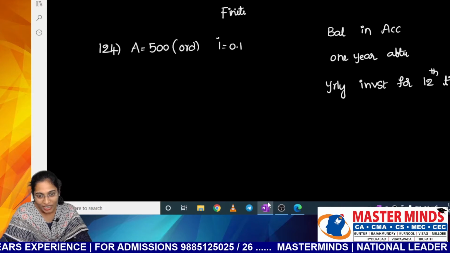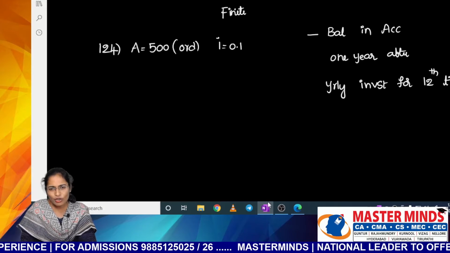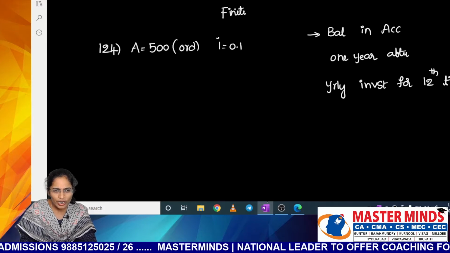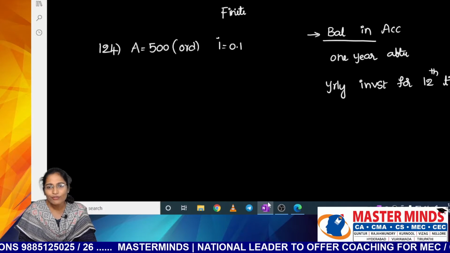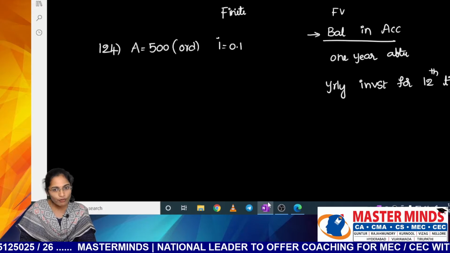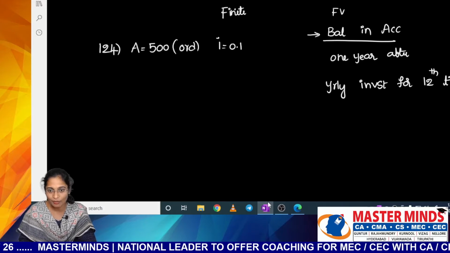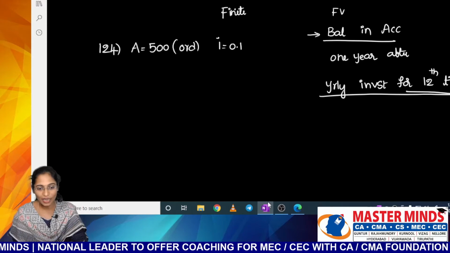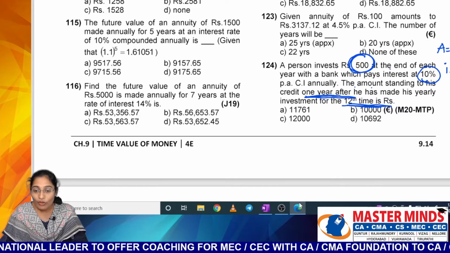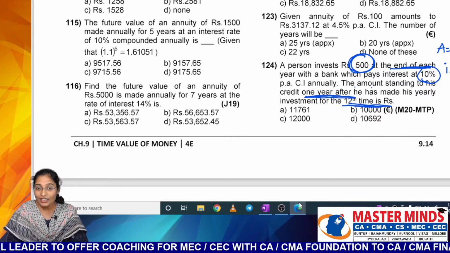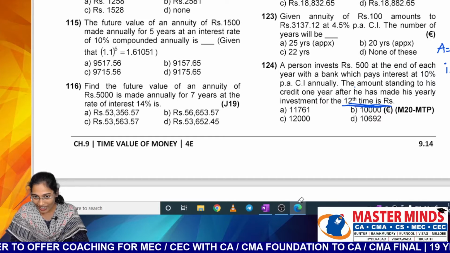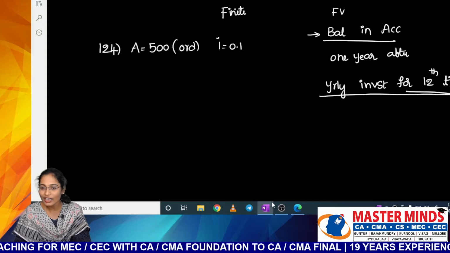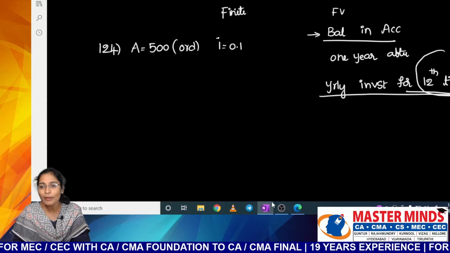What is the first partition? Balance in his account. So, means he is asking for the amount in his account. Amount means he is talking about present value, future value, guys. Future value. Or else, if you are not able to understand that logic, look at the last line. He has made his yearly investment for which time? 12th time. If you see the question carefully, when did the first payment happen? It is at the end of first year, right? Then what about the second payment? Yes, very good. End of second year. Then like that, when does the 12th payment happen?